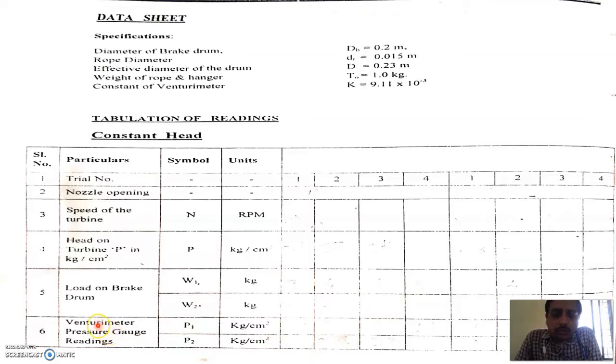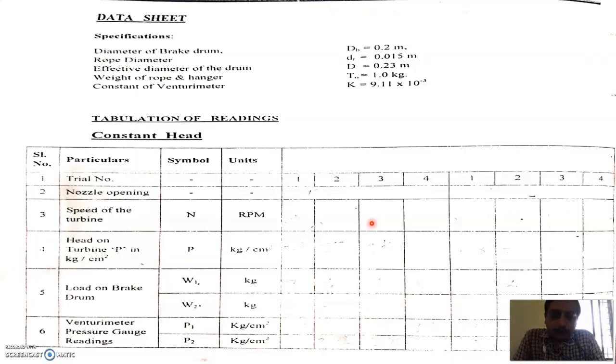Next, we note the pressures measured by the venturimeter gauge, that is P1 and P2. We should note down all these readings for each trial, and for both fully open as well as half open.